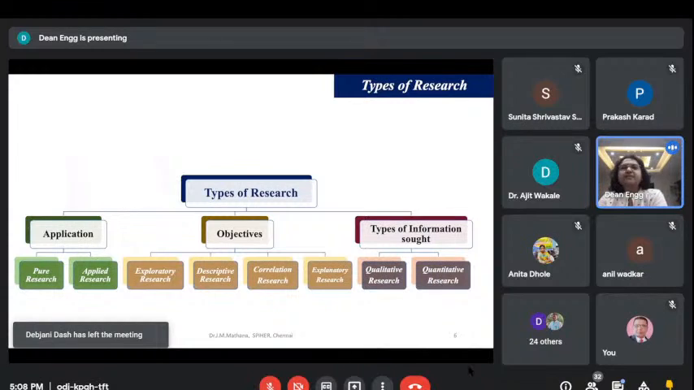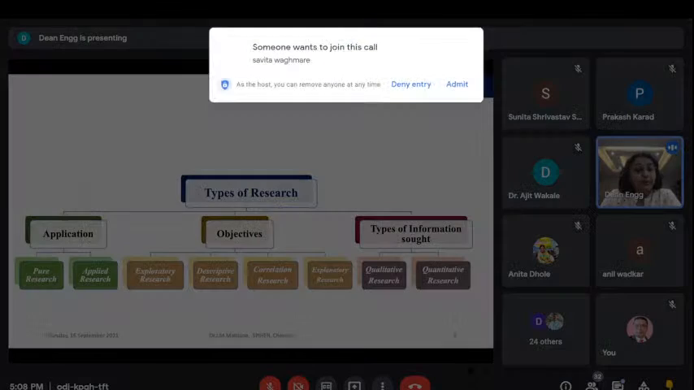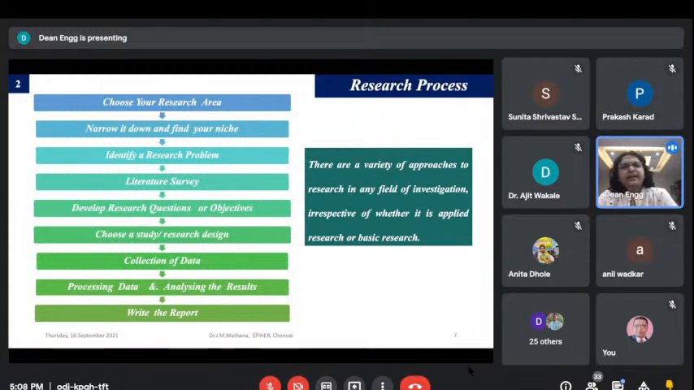There are different kinds of research available. Based on application, we have pure and applied research. Based on objectives, we have exploratory, explanatory, descriptive, and correlation research. Based on information, we have qualitative and quantitative research. Now, there are a variety of approaches to do the research process, and I'm going to give one such type.